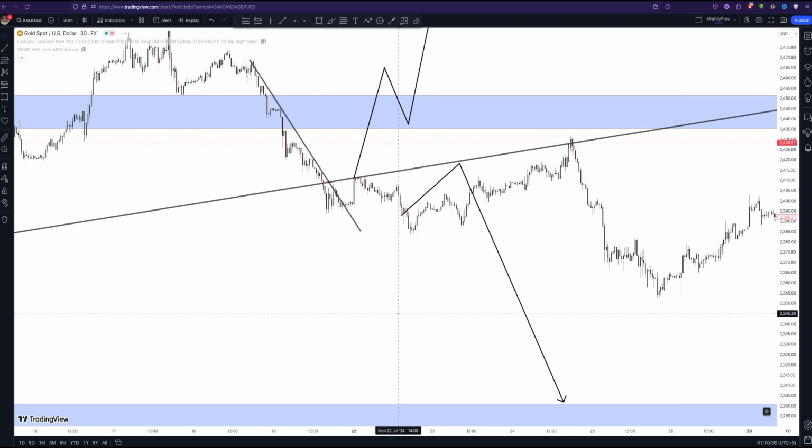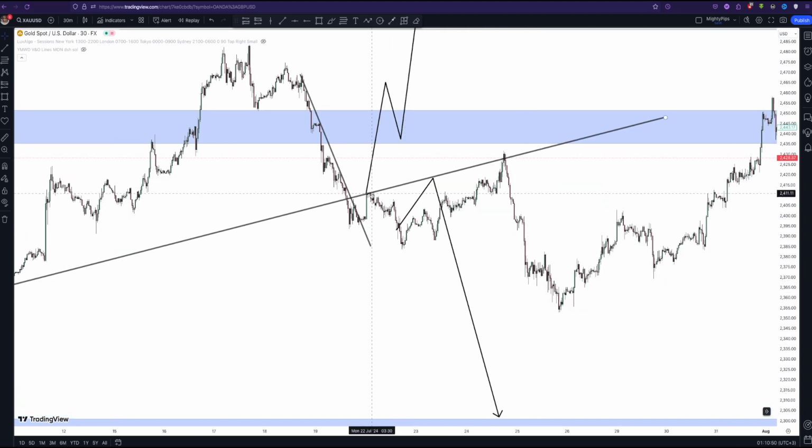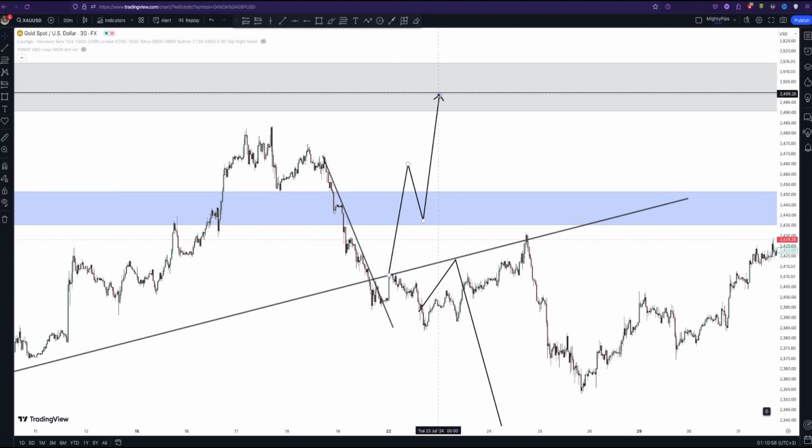So on the 30 minutes chart, I told you guys that after the break of this trend line, which is a daily trend line, I was expecting some sort of retest on that trend line before the market can go lower. Or if the market breaks above the trend line, then I would expect it to come to this blue zone here, which is a weekly zone, and then push up to the psychological level up here of 2,500. But this one did not happen.